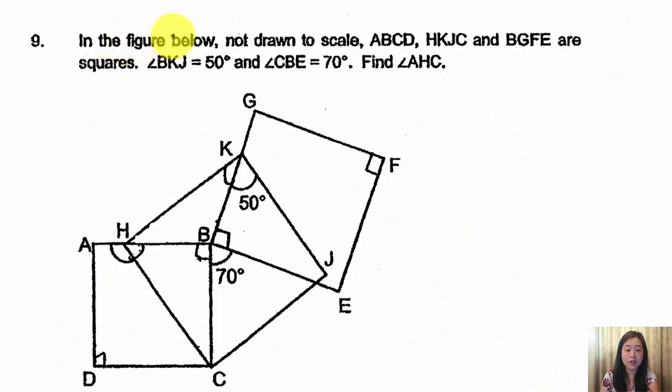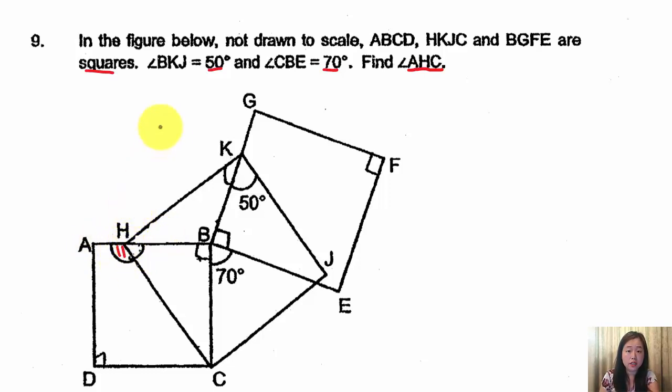Question 9. In the figure below, not drawn to scale, ABCD, HKJC, and BJFE are squares. Angle BKJ is equal to 50 degrees and angle CBE is equal to 70 degrees. Find angle AHC, which is actually here.